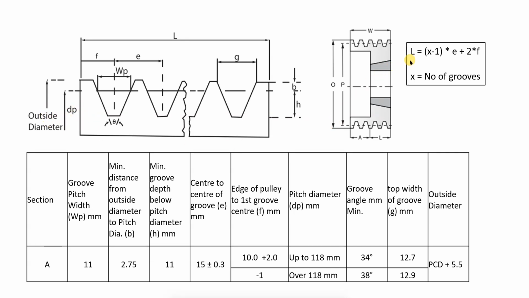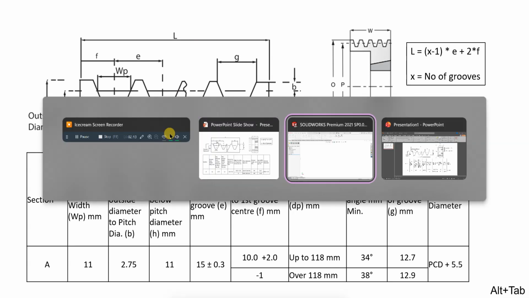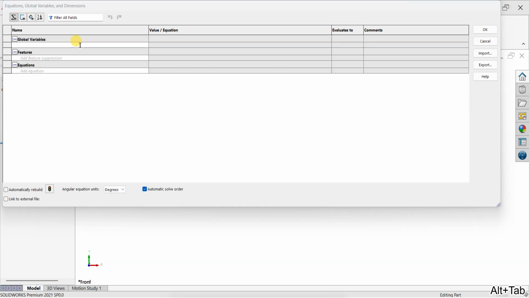And one of the important parameters is length. Width. Width is equal to (X minus 1) times E plus 2 times F. X means the number of grooves, E means the center to center distance between two grooves, and F means the edge of the pulley to the first groove. So we will first define these parameters. I will switch back to SolidWorks.